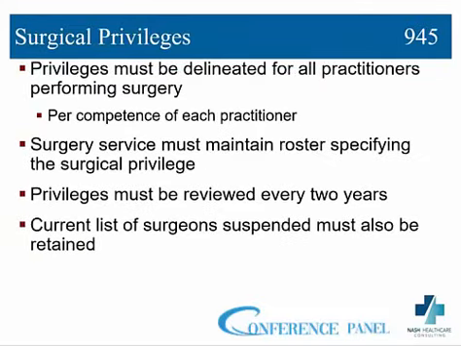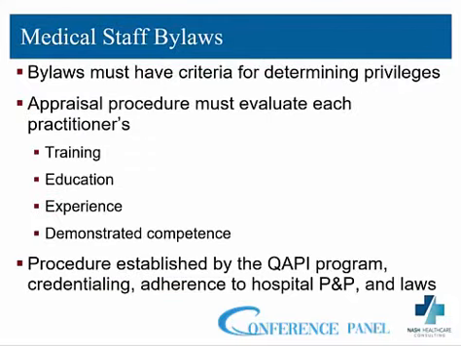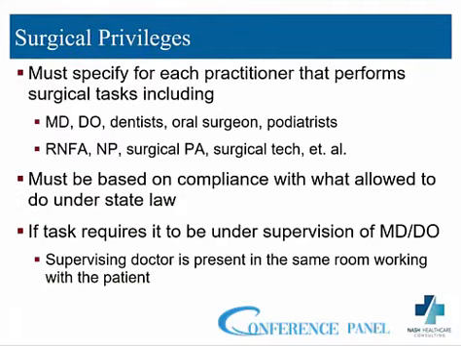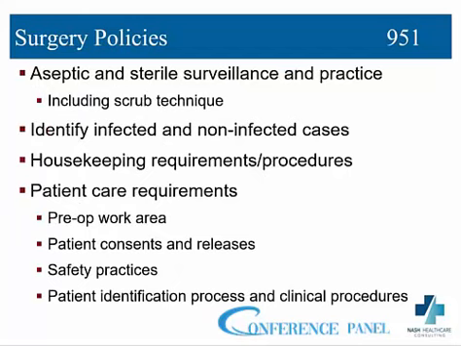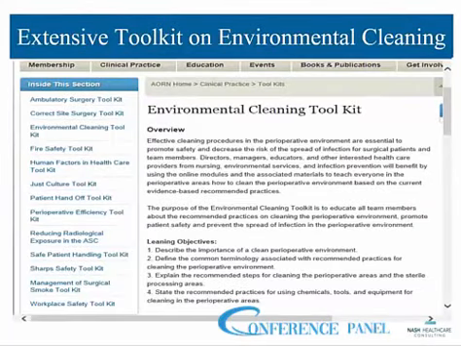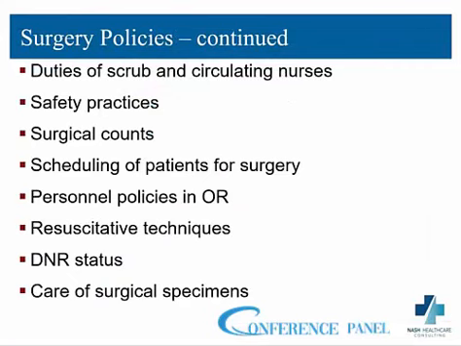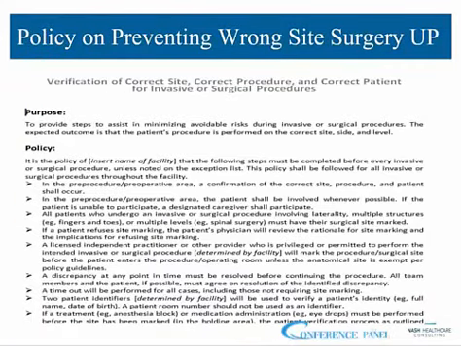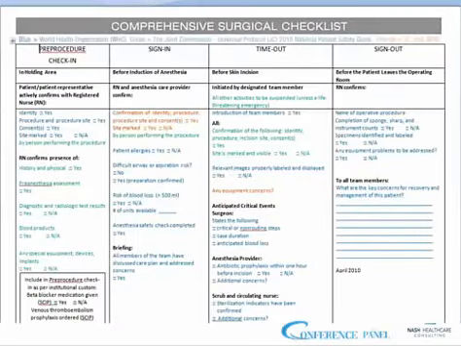Circulating RN. Okay, we're talking about surgical privileges. Bylaws must have criteria for determining privileges. You must specify each practitioner that performs a surgical task, including MD, DO, dentists, oral surgeons, and podiatrists. You have to have policies and procedures, and here are some of the policies I was talking about. Here is an environmental cleaning toolkit, some more surgery policies, and a policy on preventing wrong site surgery and the comprehensive surgical checklist.